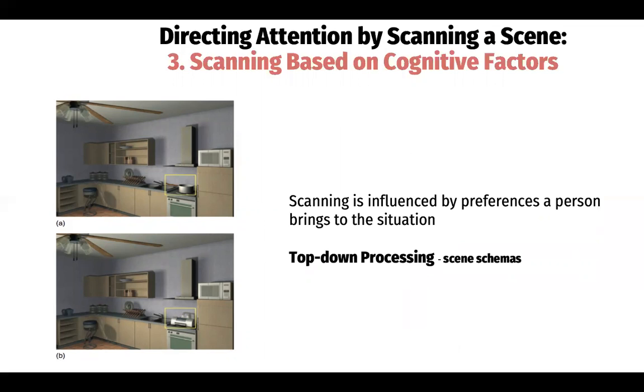This is one example of an experiment conducted by Foe and Henderson in 2009. They showed pictures like the ones in this figure. An observer looked longer at the printer in part B than at the saucepan in part A, because a printer is less likely to be found in a kitchen. So people look longer at things that seem out of place in a scene, because their attention is affected by their knowledge of what is usually found in the scene.